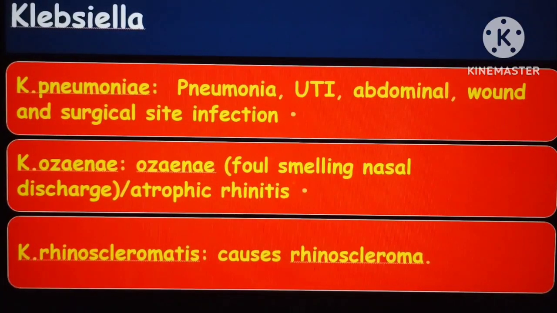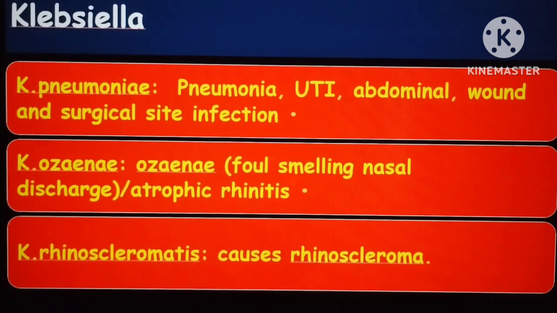So next, coming to Klebsiella. You want to remember 3 species here: Klebsiella pneumoniae, Klebsiella ozaenae, and Klebsiella rhinoscleromatis. Klebsiella pneumoniae causes pneumonia, UTI, abdominal and wound infections, and surgical infection. Whereas ozaenae causes atrophic rhinitis.